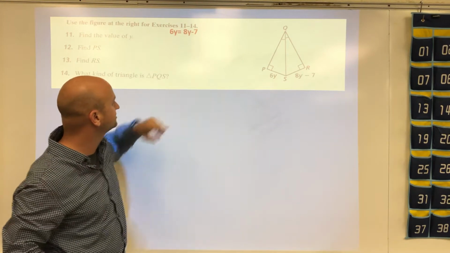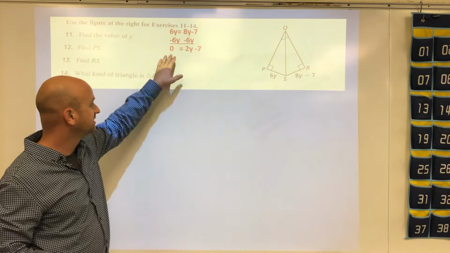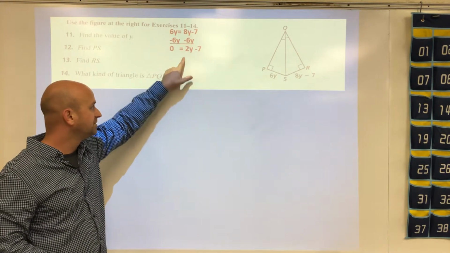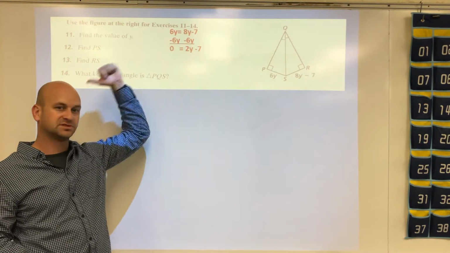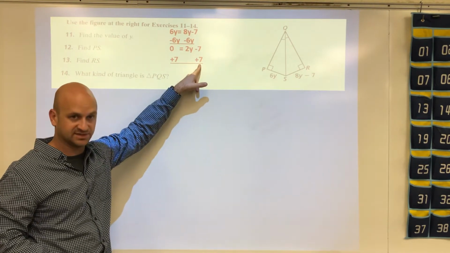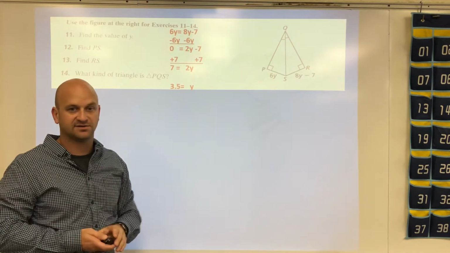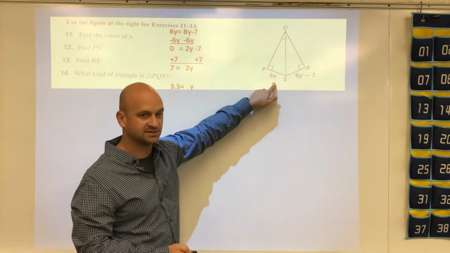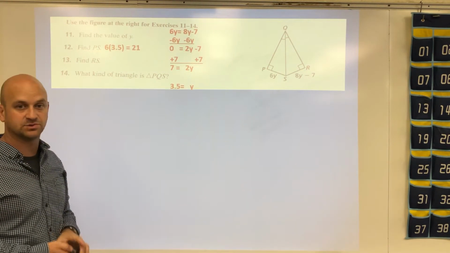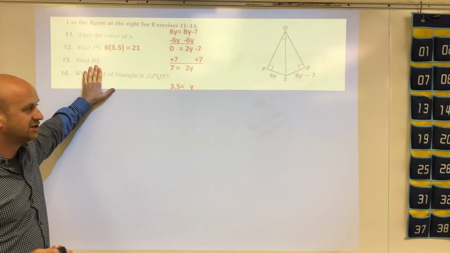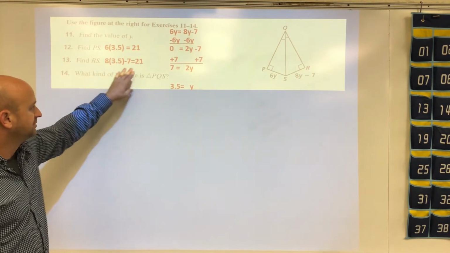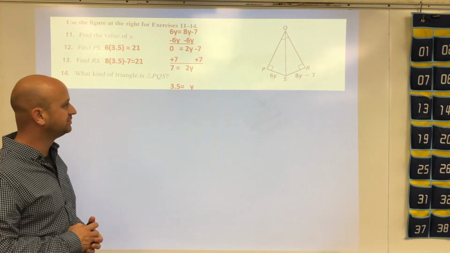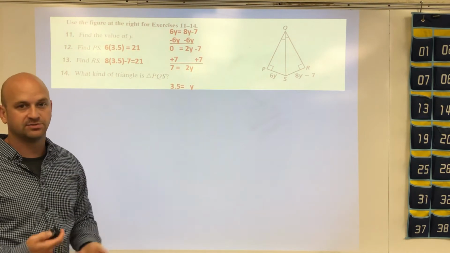So we're going to subtract 6y from both sides, and so we get 0 on the left and then 2y minus 7, and this is where everyone gets confused. Because the variables are on one side, we want the numbers on the other side, so we're going to add 7 to both sides, and we'll end up with 3.5 as our value. So now here, if we want to find PS, it is 6y, so 6 times 3.5 is going to be 21. Then we want to find RS, so you plug that in, and we would get a value of 21 as well. And in this case, what kind of triangle is PQS? PQS is going to be a right triangle.